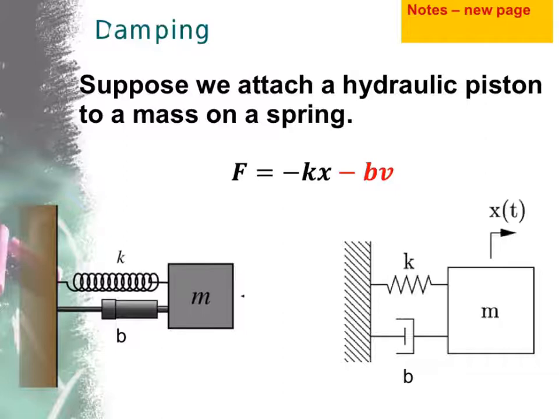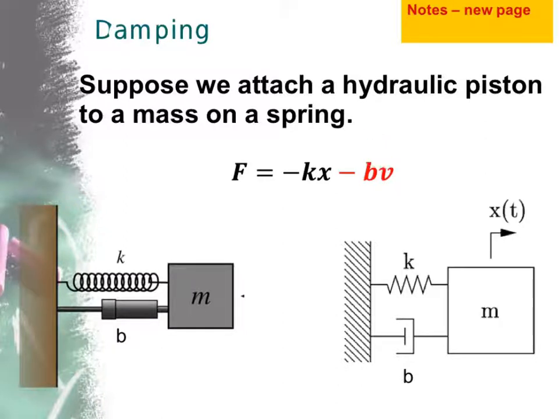So the first type of force I want to talk about that we can apply in addition to the spring force right here, negative kx, is another force which is proportional to the velocity of our mass, and it's negative, so it acts against the velocity of the object.